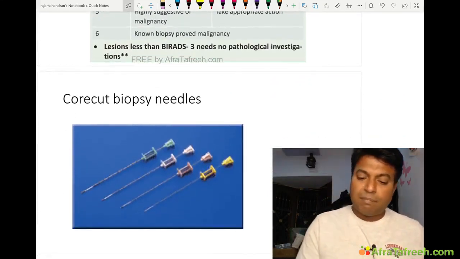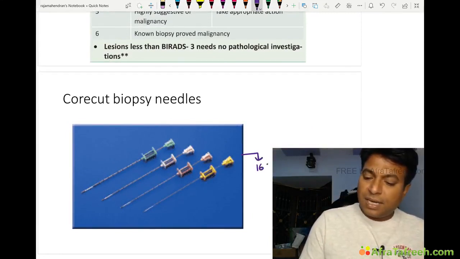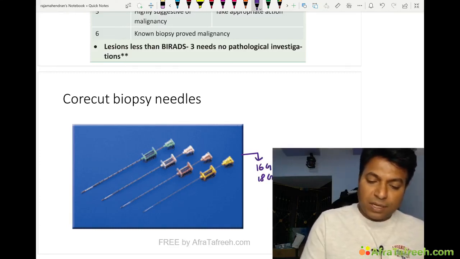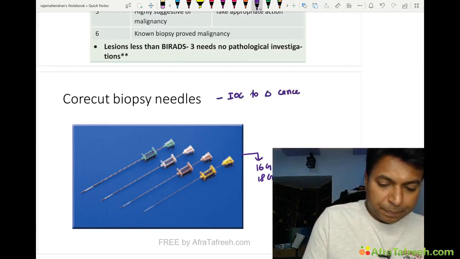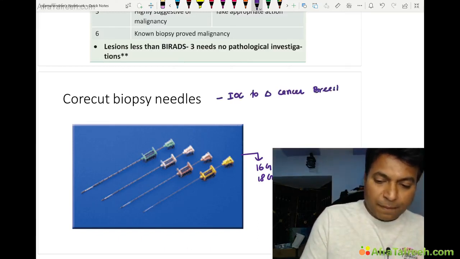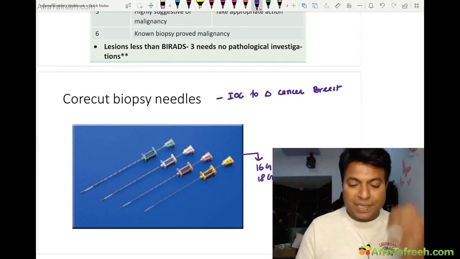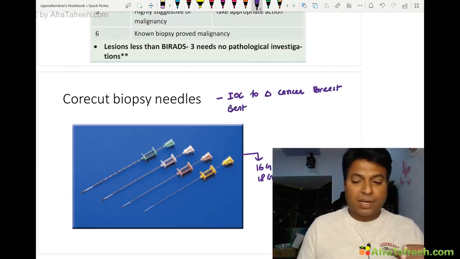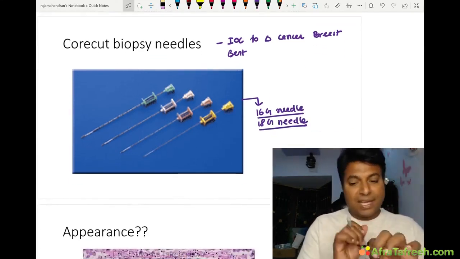And this is a core cut biopsy needle. This question can come in an exam. We use a 16 gauge or 18 gauge needle for taking a core cut biopsy. Core cut biopsy is the investigation of choice to diagnose cancer breast. This is a direct question. There is a lump, and I want to know if it is cancer breast. What should be the best? The best is core cut biopsy. Using this needle, we will take a biopsy.